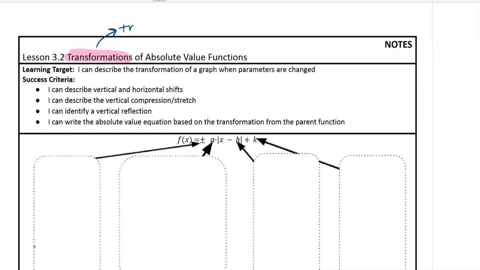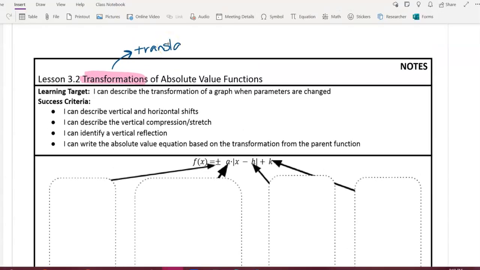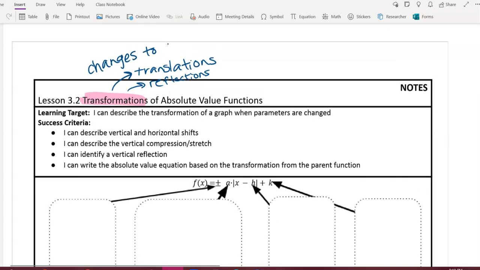So that could be translations, it could be reflections. Those are really the only two that we get into. And then these are changes to the parent function. So that includes translations and reflections. And just as a reminder, our parent function is the absolute value of x.